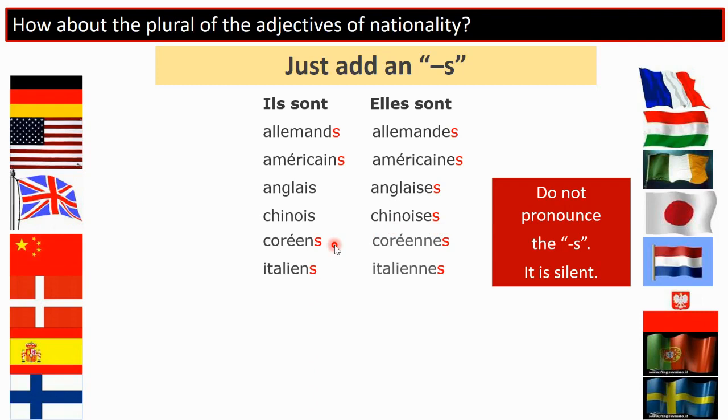Ils sont coréens. Elles sont coréennes. Ils sont italiens. Elles sont italiennes. Ils sont tchèques. Elles sont tchèques. Ils sont belges. Elles sont belges. Ils sont grecs. Elles sont grecques. And that's it. This is how you form the plural of an adjective.